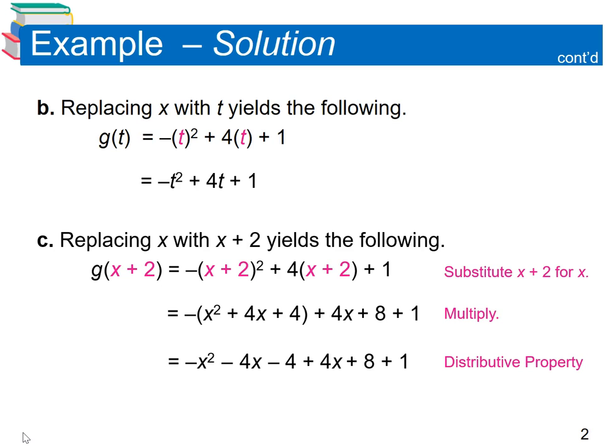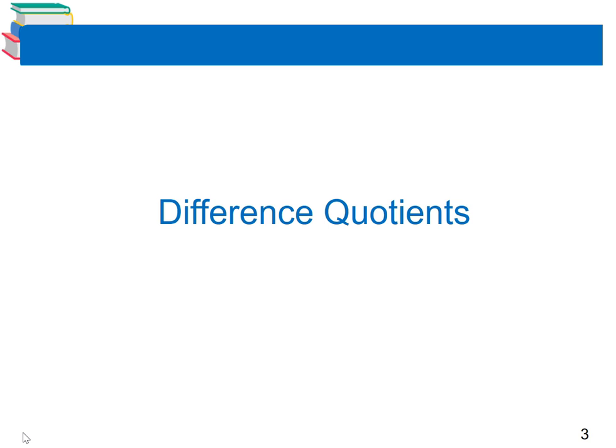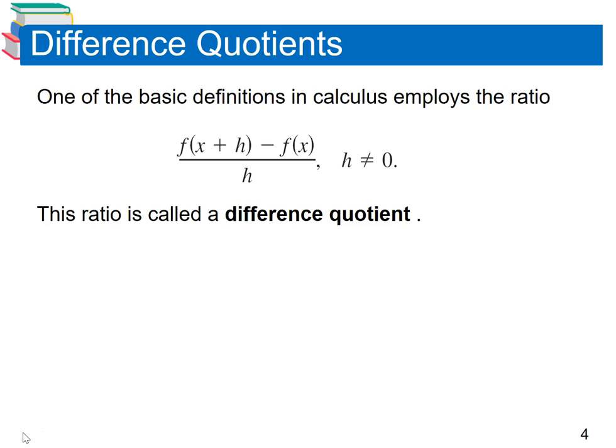And then finally go through and combine like terms. Notice the negative 4x and the positive 4x cancel. The negative 4, the 8, and the 1 can get added together, and you get your final answer, which is negative x squared plus 5. So that's just a reintroduction to the idea of plugging things into functions. Now let's move on to difference quotients.